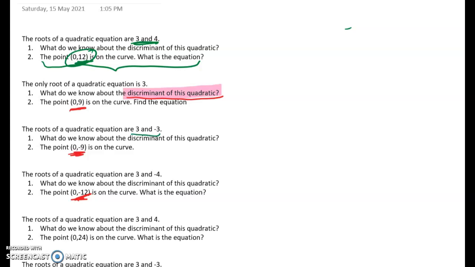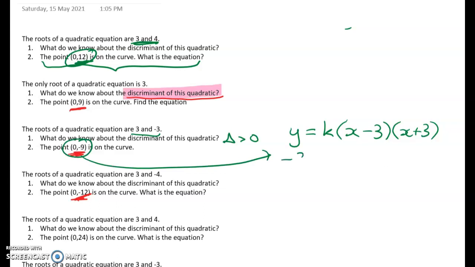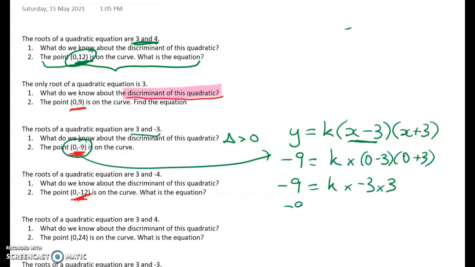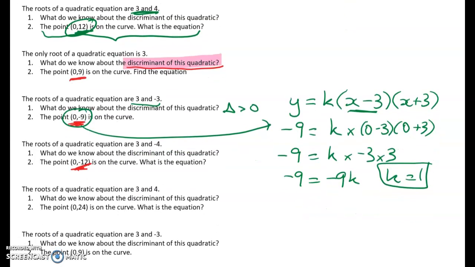Okay, so for this one we've got 2 roots, so the discriminant must be positive. The equation has roots 3 and negative 3, so it's going to be a scale factor times (x minus 3)(x plus 3). We know that the point (0, negative 9) is on the curve. We substitute that in. We get negative 9 is equal to k times (0 minus 3)(0 plus 3). Negative 9 is equal to k times negative 3 times 3. Negative 9 is equal to negative 9k. k must simply equal 1 again. So my equation is y equals (x minus 3)(x plus 3).